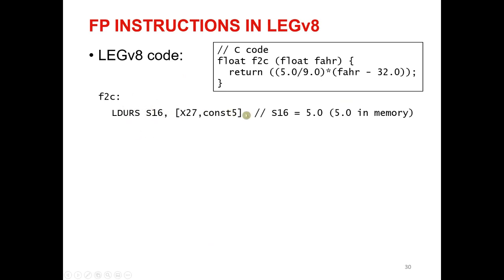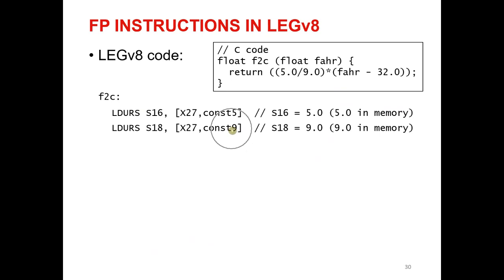It's the same that we have done before with regular registers, but now we are using a single precision register, and that's why we have an S here in the load instruction. So now we load the 9.0 value. We are going to load this in another register, in this case S18, and we are going to assume that this value is placed at the same base address in X27 plus this offset. Okay.